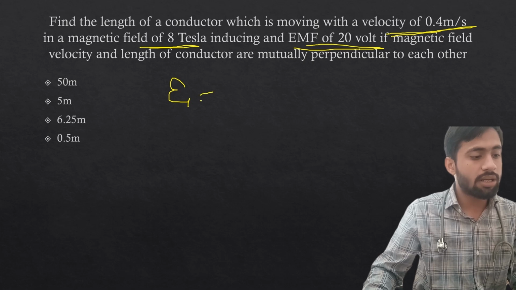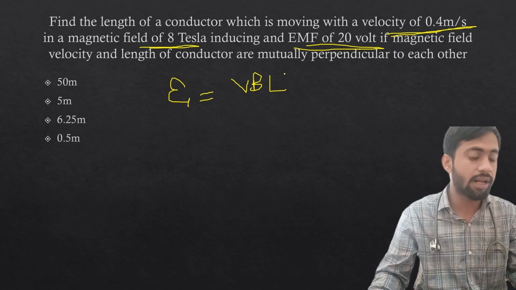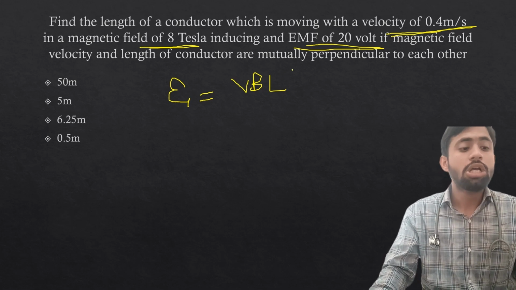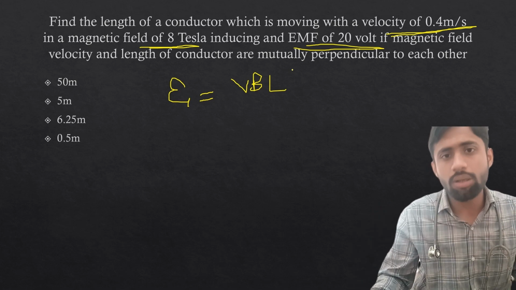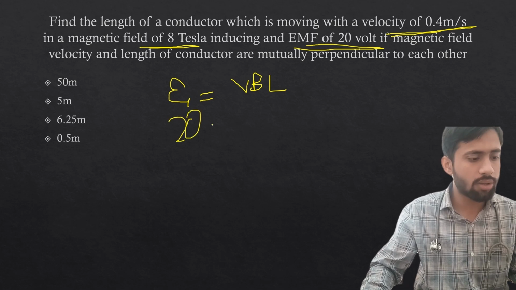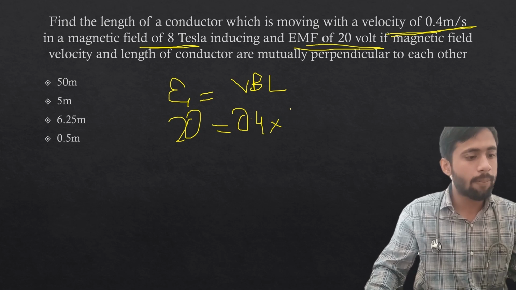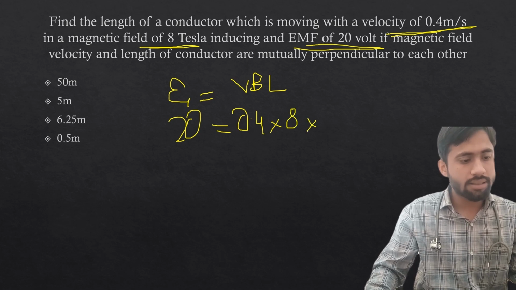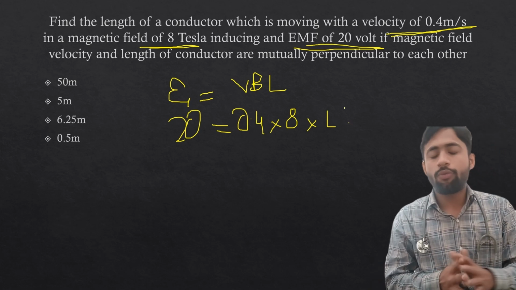So there must be an EMF, that is EMF is equal to VBL sine theta, where V is the velocity, B is the magnetic field, and L is the length of the conductor. And sine theta is not required because it has already told you that they are perpendicular. So perpendicular, sine 90 is 1. You have been given the value of EMF, that is 20. You have been given the value of velocity, that is 0.4. You have been given the value of magnetic field, that is 8 Tesla, and you have to find the length of the conductor.